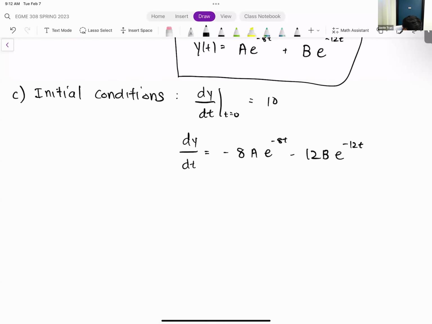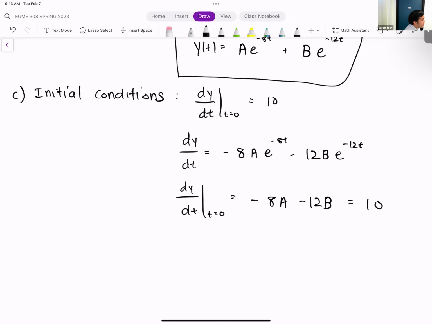Let's plug in t equal to 0. Both the exponential terms are going to go away because we have e to the 0, and we know that e to the 0 is just 1. So dy/dt at t equal to 0 is going to be minus 8a, excuse me, minus 12b, and we know this is going to be equal to 10, 10 feet per second.